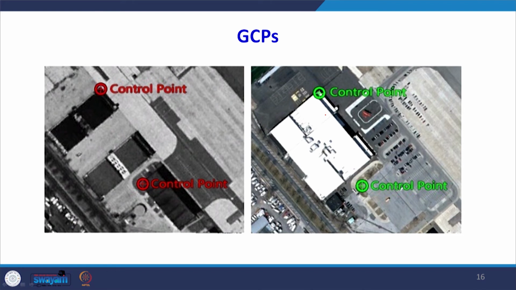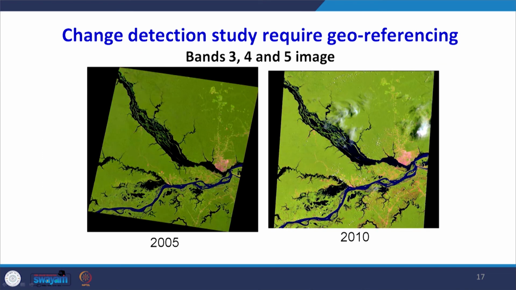Now this is the ground control point which has been selected on one reference image, which we consider as the corrected image. The other one, the green marking, shows the same control points we are selecting on the other image which is to be georeferenced together. Suppose I have a 2005 image which is the corrected image, and that is why you can see the format is aligned with respect to the geometry of the earth.